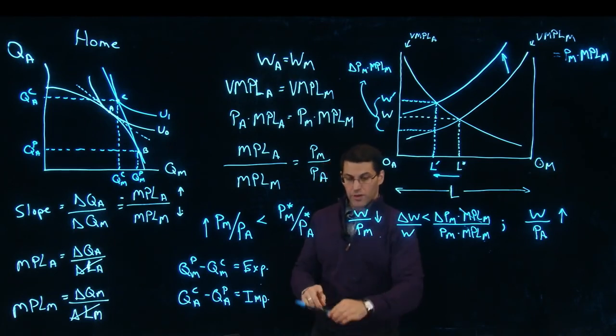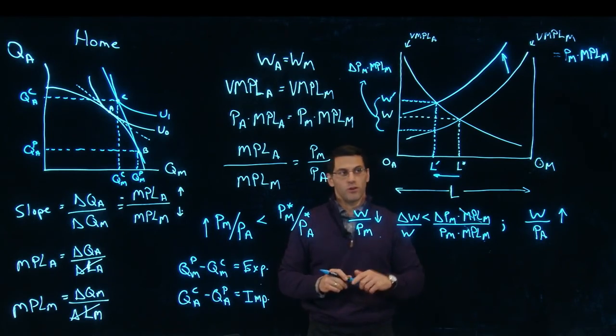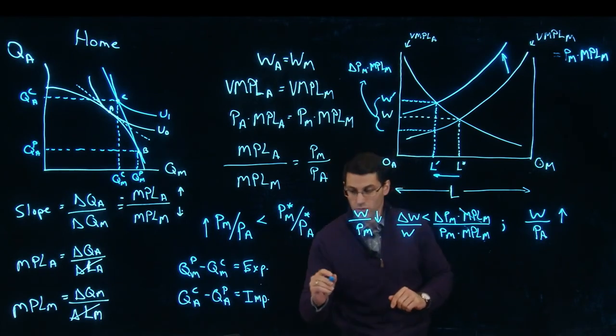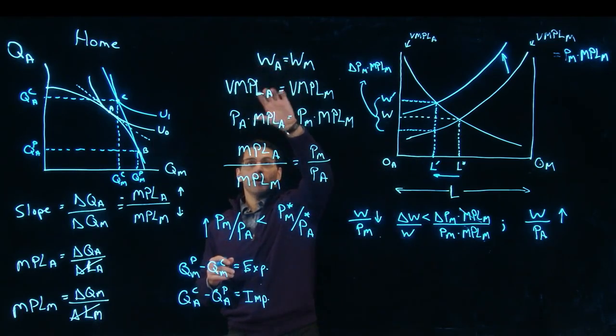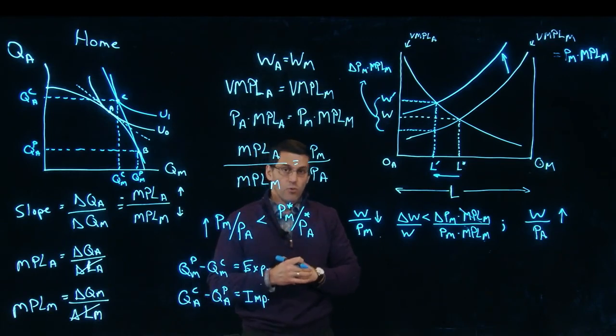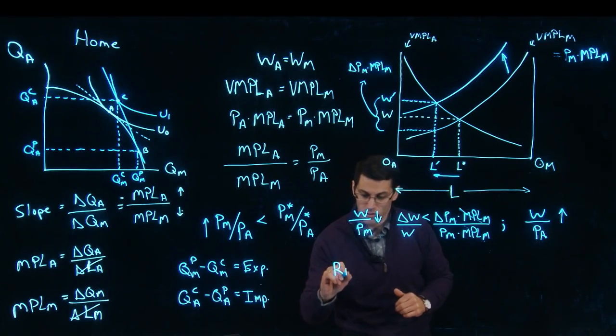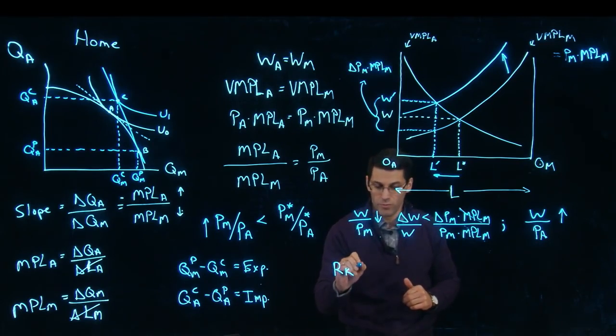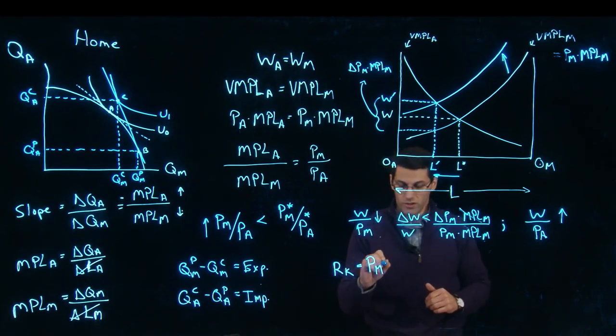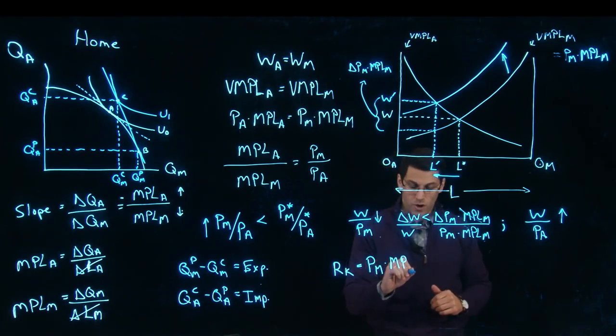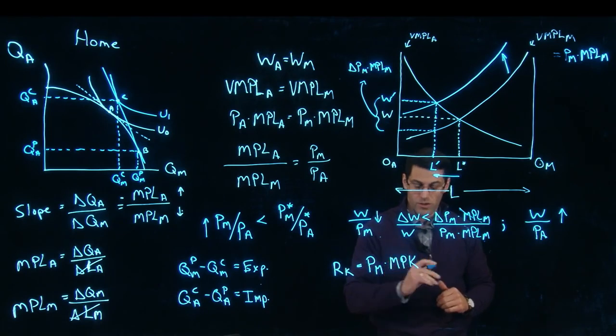Well, what's happening with capital? So we can take this same concept. We know that the wage is equal to the value of the marginal product of labor. Well, the same thing is true for the rental rate for capital. The rental rate for capital in equilibrium is going to be equal to the value of the marginal product of capital, which is the price of the manufactured goods times the marginal product of capital.